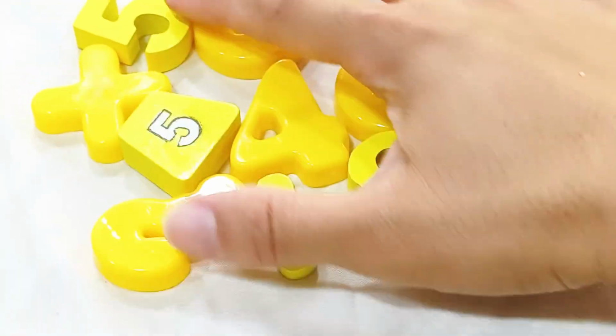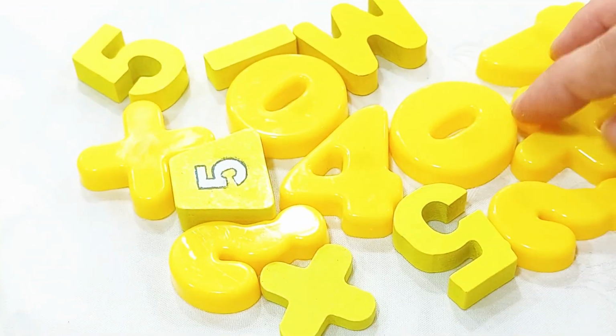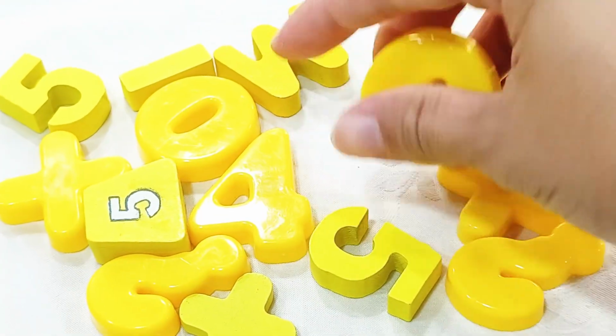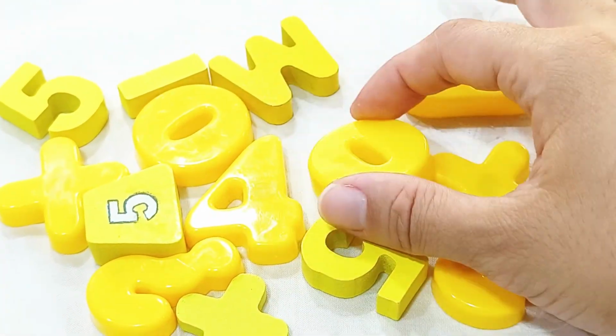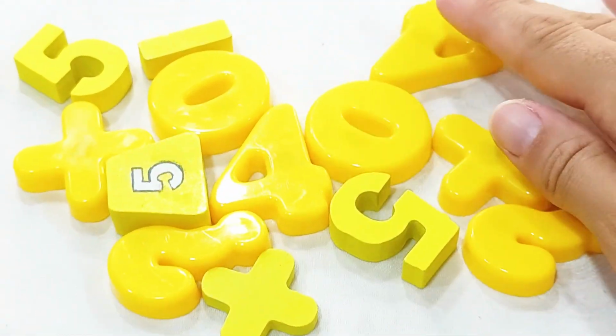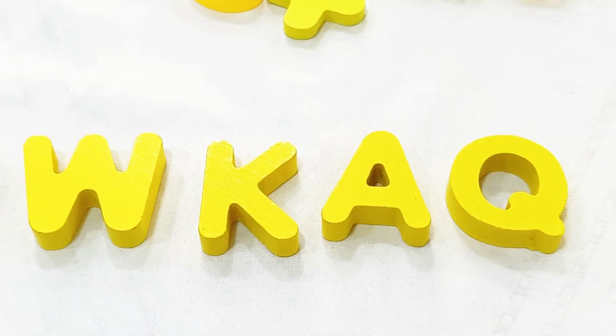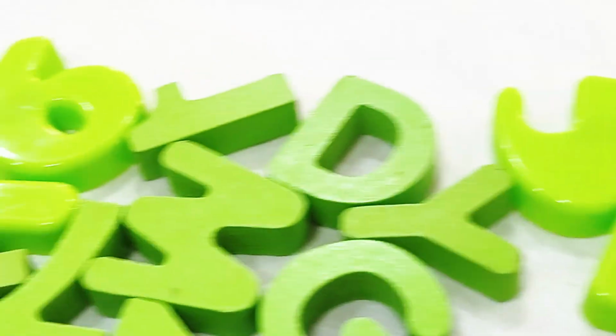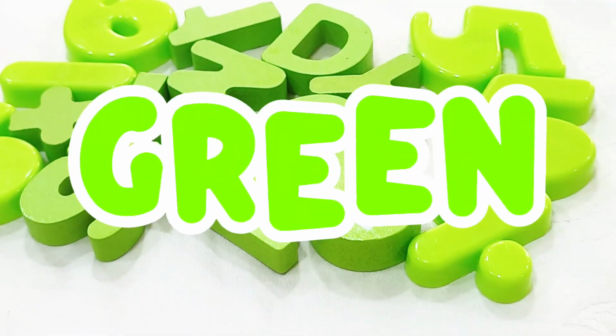Do you see any more letters? This one is a 0. And we got the letter W. I think that's all for the yellow letters. Great job! Wow, everything is colored green now.